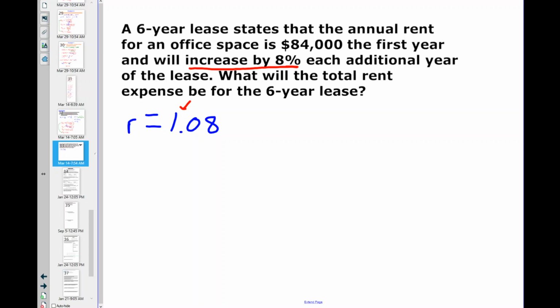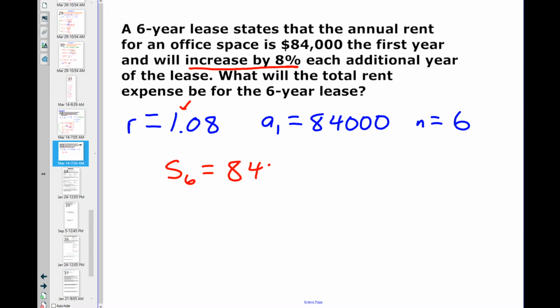What's the first amount? 84,000. And we need the number of terms. How long is the lease? 6 years. Because of the decimals, I would say this is much more calculator intensive. So this would be an ideal candidate to just, you still got to substitute, but then just pop it into the calculator.